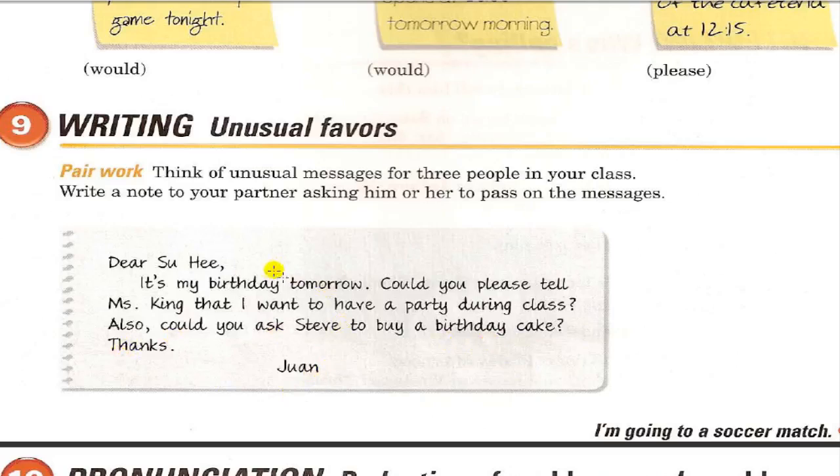So this is an unusual message, not a usual one, not ordinary. For some friends in the class, for the friends of Joanne, because Joanne has a birthday party. So this is gonna be homework. So you should ask your friends to pass the message to other persons.